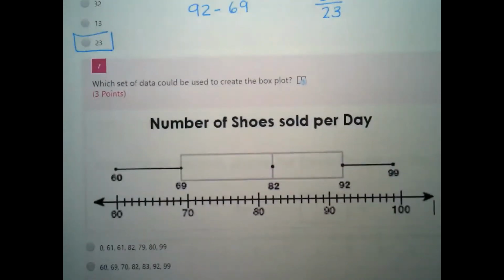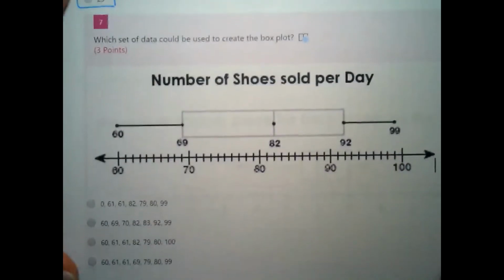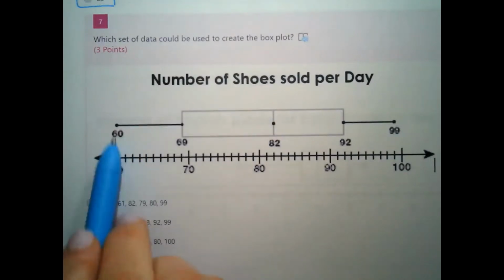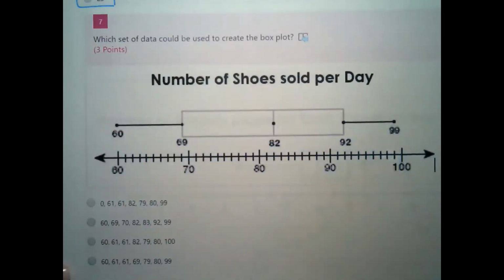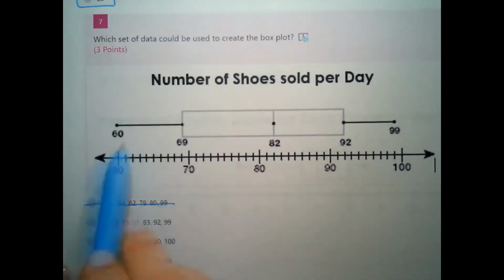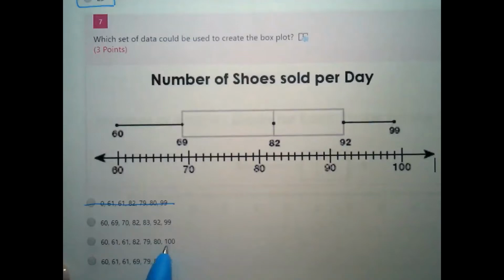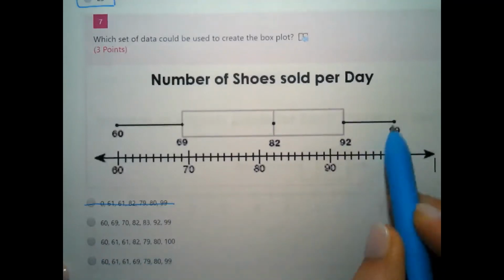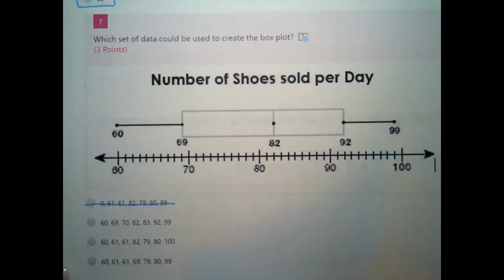Okay, question number 7. Which set of data could be used to create the box plot? Now we have to use a little bit of deductive reasoning. Remember that in a box plot, this is the minimum number and this is the maximum number, so we're going to start with that information. Notice that the minimum number in this set is 0. It automatically negates that because the data in this particular box plot only goes down as far as 60. Then if you look at this particular set of data, it goes all the way up to 100, but our maximum number in the box plot is 99. So we're down to 2 now.